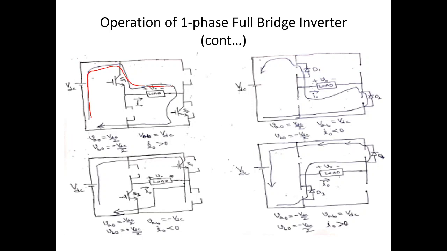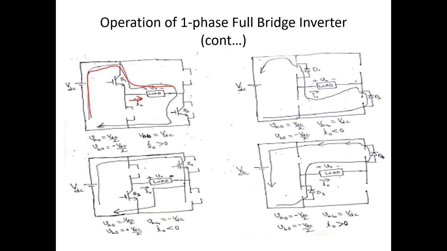And that is in agreement with the direction that I have assumed for the current through the load. So when S1 and S2, so when transistors are conducting, 2 transistors are conducting, the corresponding current is positive and the corresponding output voltage would be VDC. So you have seen when these 2 are conducting, it is VDC.